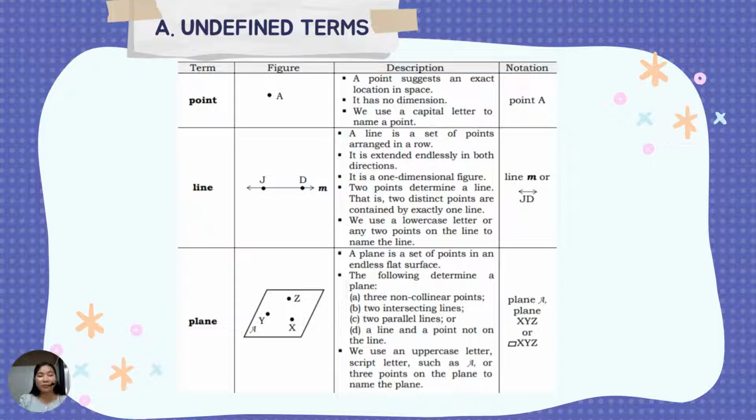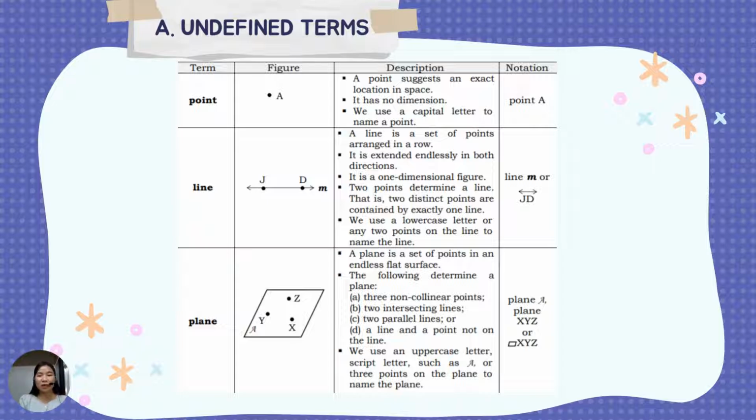The next undefined term is a line. A line is shown in the figure. A line is a set of points arranged in a row. It extends endlessly in both directions. It is a one-dimensional figure. Two points determine a line. That is, two distinct points are contained by exactly one line.